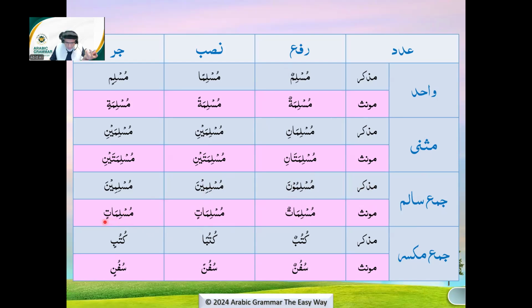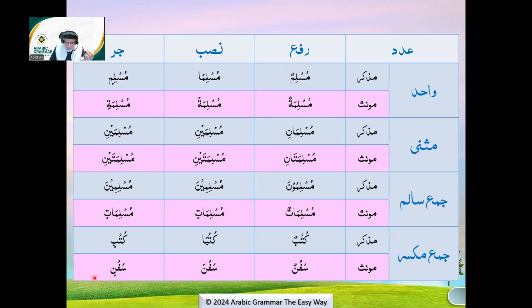And inshallah, when you read the sentences, you will know whether it is Nasab or Jar. So that is a secondary thing. But what you need to understand is that the atun sound is the Rafa sound for the Jama Salim Muannas and Una sound is the Jama Salim Mudakkar Rafa sound. Muslimain, Muslimina, Muslimatin.